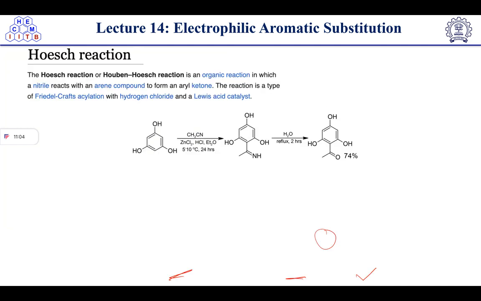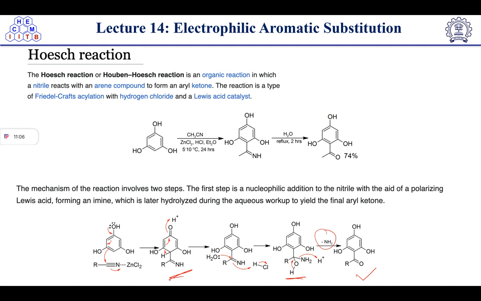Now let's talk about the Hoesch reaction. So what is the Hoesch reaction? The Hoesch reaction, also known as the Houben-Hoesch reaction, is an organic reaction in which a nitrile group reacts with an arene compound. So here we can see that we have a nitrile group which will react with the arene compound to form a ketone. Okay, so here we are getting a ketone group installed, right? This is a type of Friedel-Crafts acylation with hydrogen chloride and a Lewis acid catalyst.